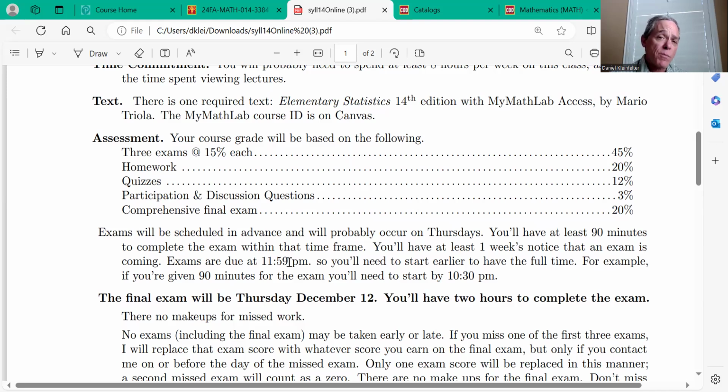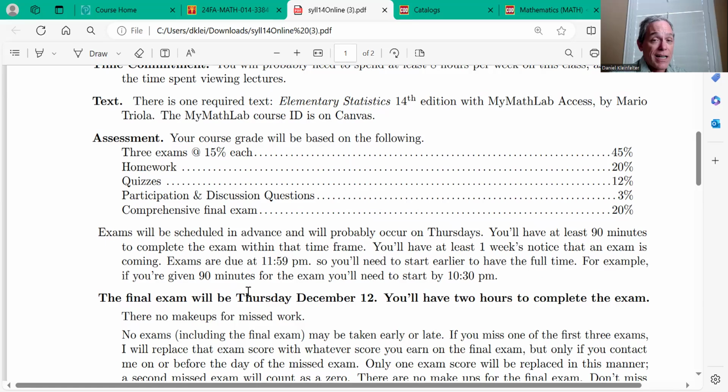Exams are due at midnight, 11:59 p.m., and again, that's Pacific time. You need to start earlier to have the full time. So for example, if I give you 90 minutes for the test, you'll need to start by 10:30, because the test will shut off at 11:59 p.m. If you get on there at 11:30, you're going to have a half an hour for the test.